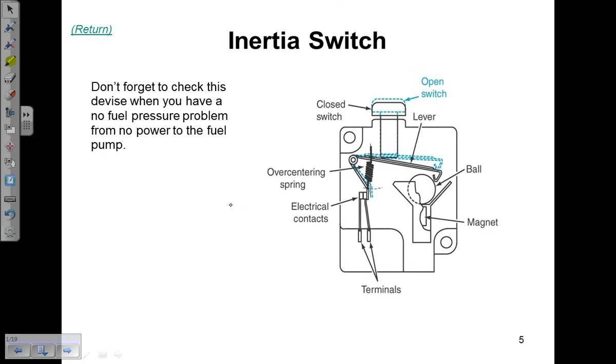And these were developed as an extra safety measure in case of an impact, in case of an accident. What you had was a magnet here that would hold this weighted steel ball in place. In case of an impact, that steel ball would leave its position on the magnet, strike this plate, and open up these fuel pump contacts right here. So it was a mechanical piece.